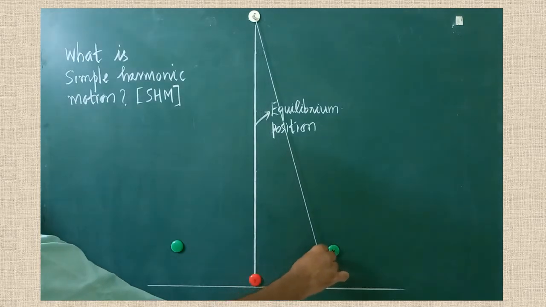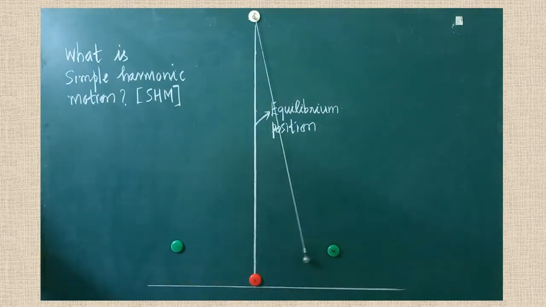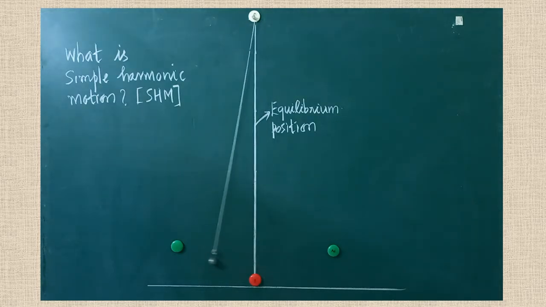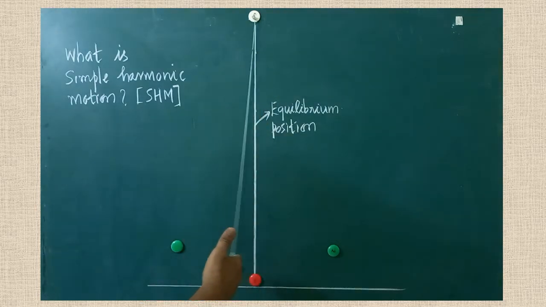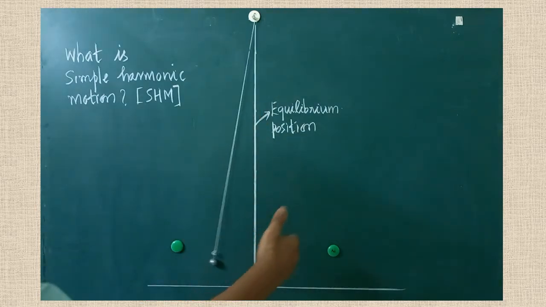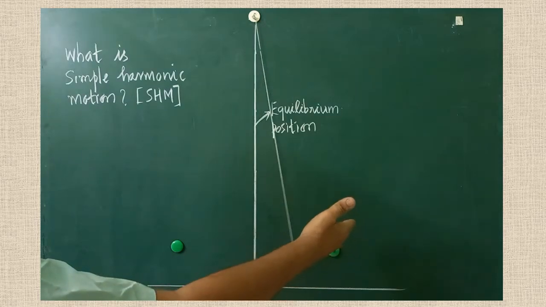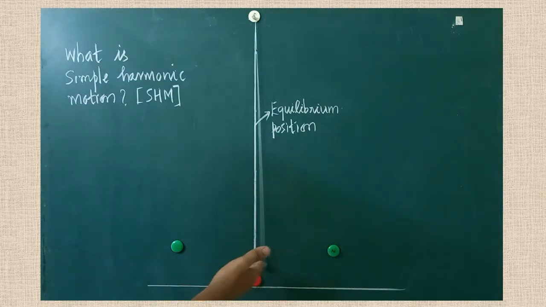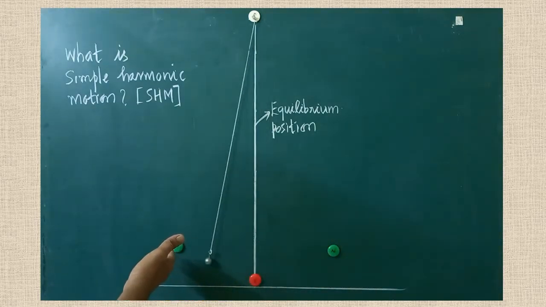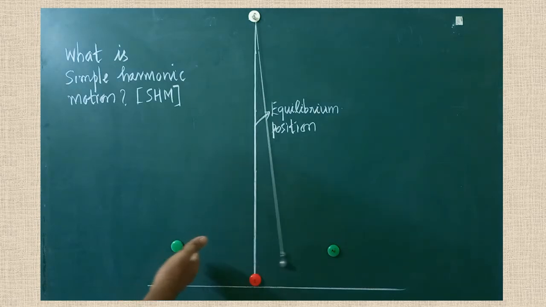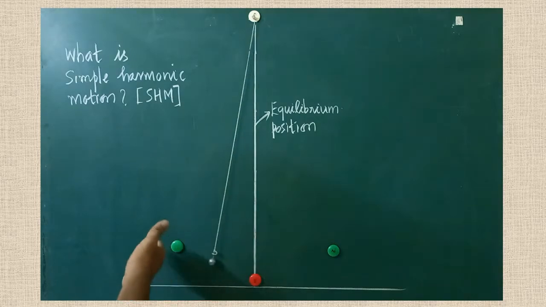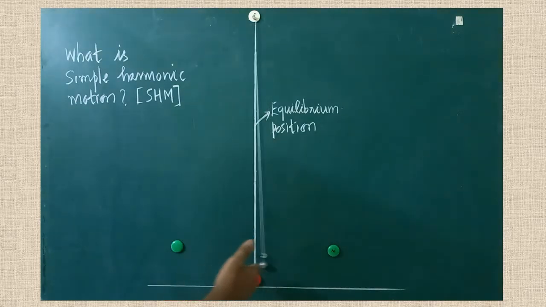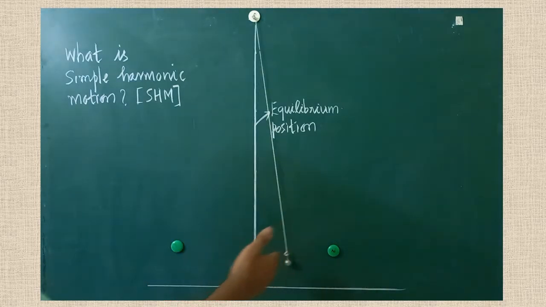After displacement, what happens? Look at the movement of the pendulum. It is oscillating here and there. With respect to that equilibrium position, the bob goes to the right extreme end. Again it crosses the equilibrium position. Again it goes to the left extreme position. Again it crosses the mean position. Again it goes to the right extreme. So with respect to the mean position, the pendulum oscillates.